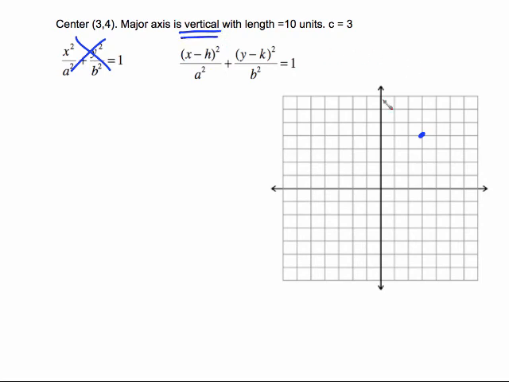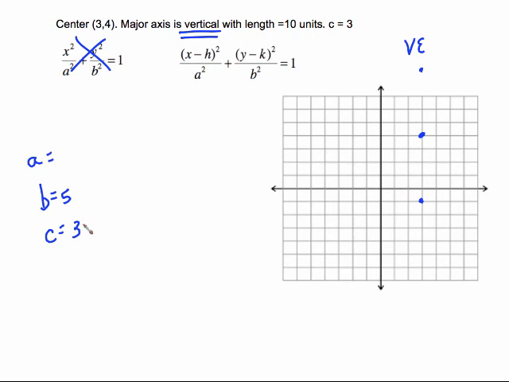If the major axis is vertical, that means this is going to be a vertical ellipse. It has a total length of 10. That means from the center, I can go up 5, it's about right there, and go down 5. That tells me that the b value is 5. That is, the vertical distance is 5. We know the c value is 3 because they gave it to us. All we need to find out is a.